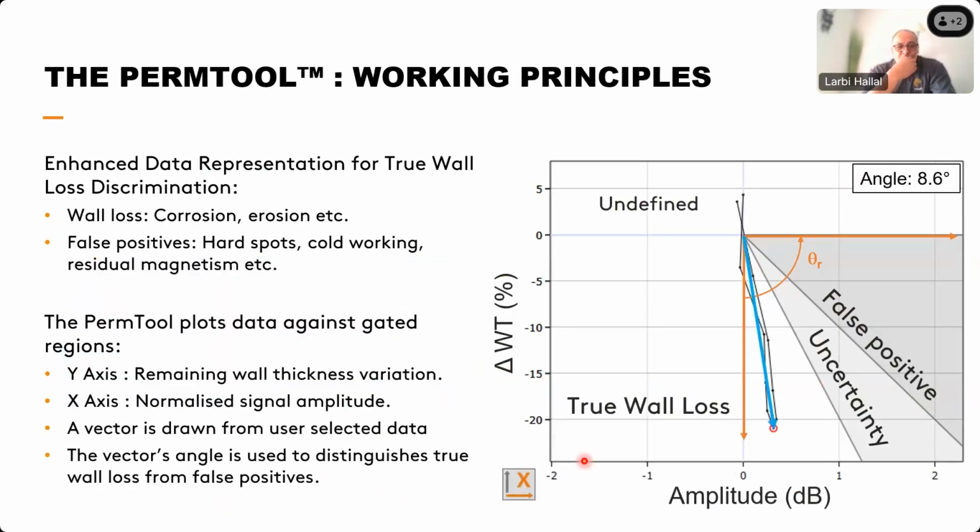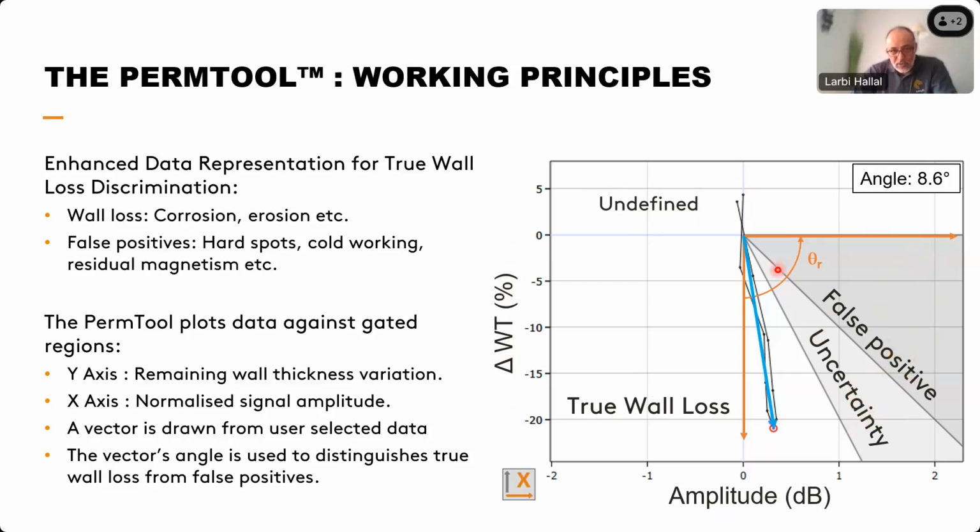So, looking at the PermTool, what do we have? We have a view. On the x-axis, we are looking at normalized amplitude signals in decibels. And on the y-axis, we are looking at wall thickness variation in percentages. And this is divided into 3 zones. The undefined zone, which you can see in white with a white background. A false positive region that we can see identified in a dark gray color. And in a light gray color, we have an unknown region.